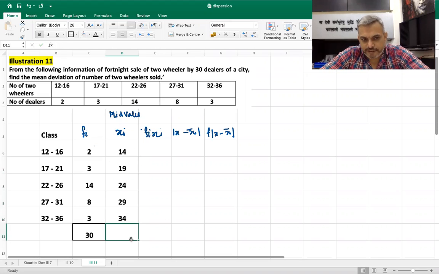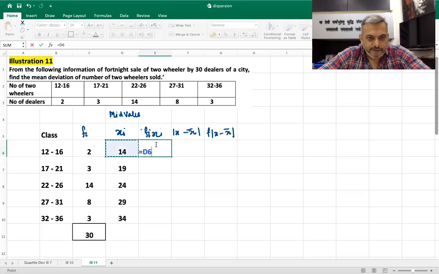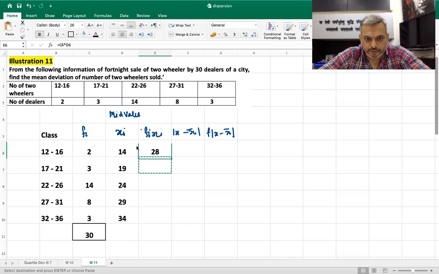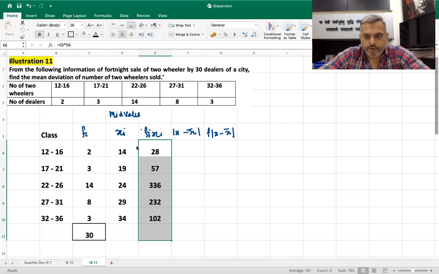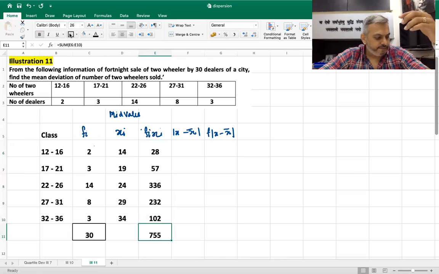Please don't do anything here, we don't need its total. We don't want sigma xi over here. Now fi into xi, so frequency into mid value. You can see on the screen which two values are highlighted to take. Because I'm using Excel, I'll just copy paste the formula and get the total. So 755.